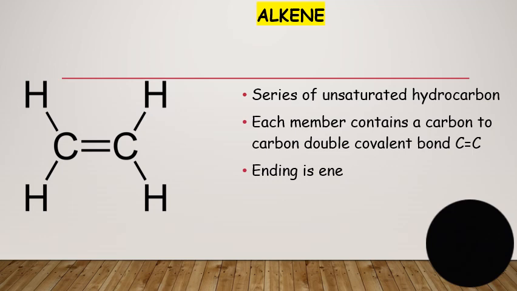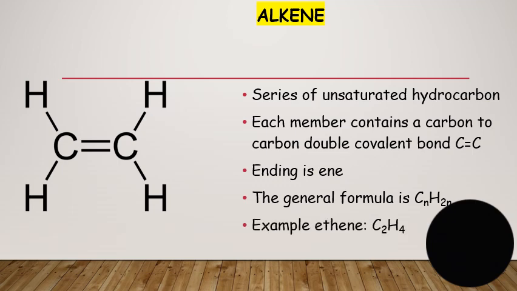Now the ending is ene and the general formula for alkenes is CnH2n. An example is ethene: two carbon atoms and four hydrogens.